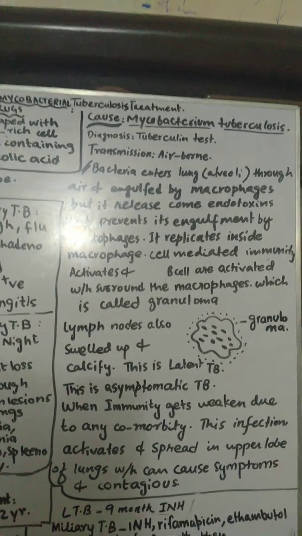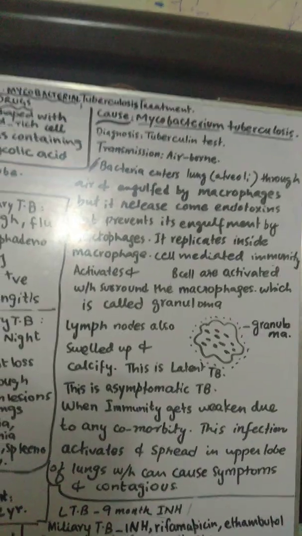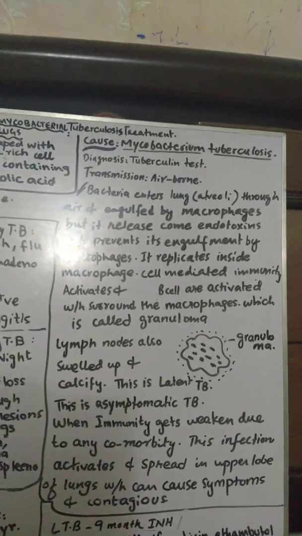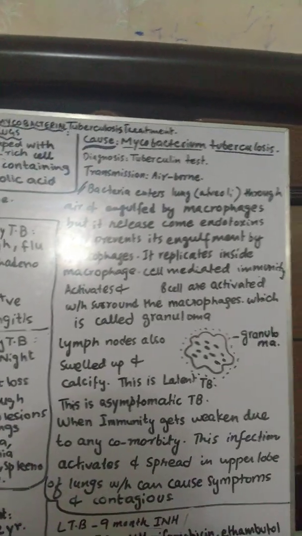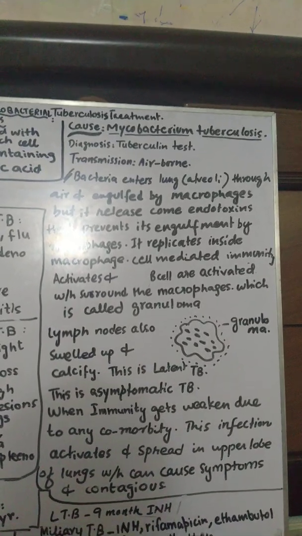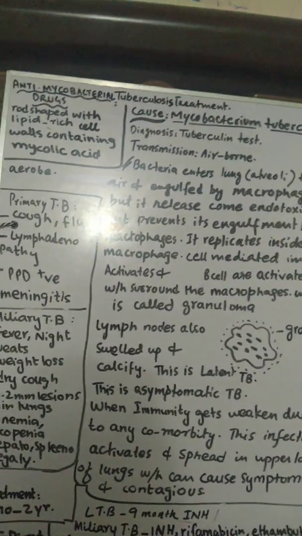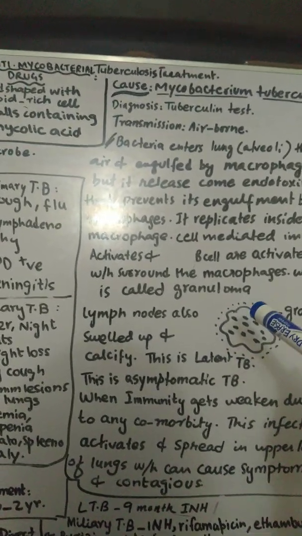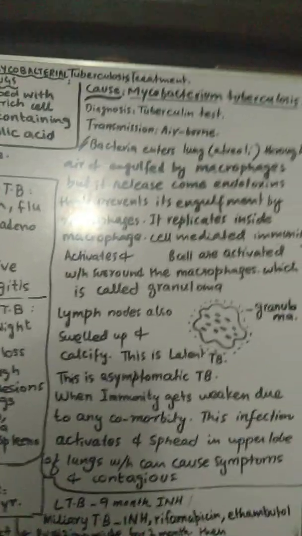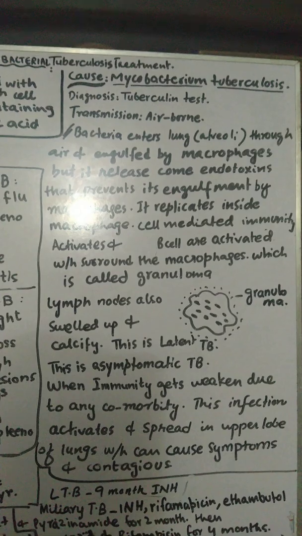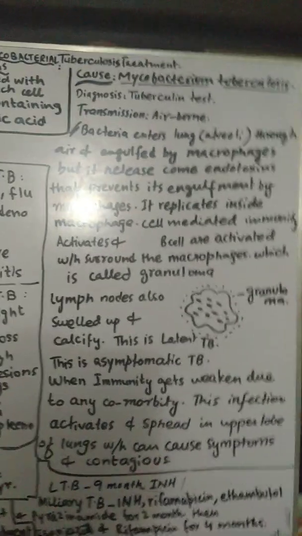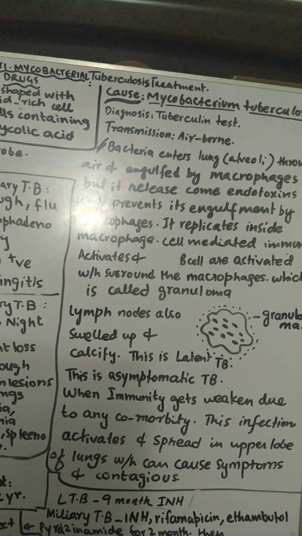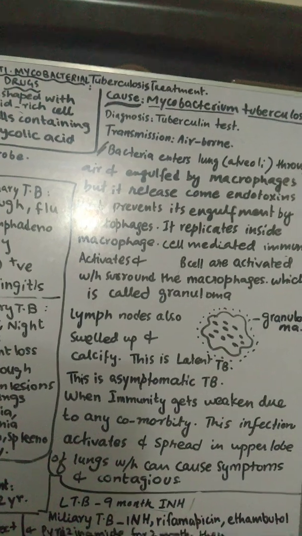When it replicates inside the macrophages, the cell-mediated immunity of the patient's body gets activated, and then B cells are activated to plasma cells, and these cells surround the macrophages. Then it forms a granuloma. This is a macrophage. Inside it are replicating bacteria, and the surrounding cells are plasma cells. After some time, the lymph nodes also get affected by bacteria. They swell up and start calcification.